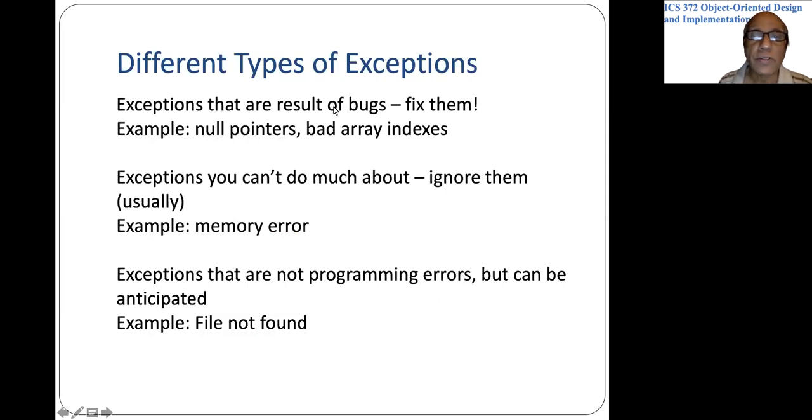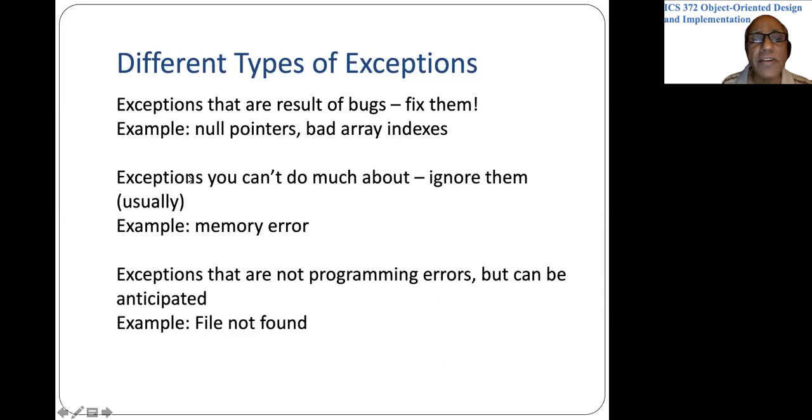One is the result of bugs. For example, you may have a null pointer trying to access an object, and that is a bug. Or you can have a bad array index. For example, you might try to access an array with an index value of -1, in which case you will get an array index out of bounds exception. In those cases, you should just fix your code. It is a bug. You should debug your code and ensure that your bugs are corrected.